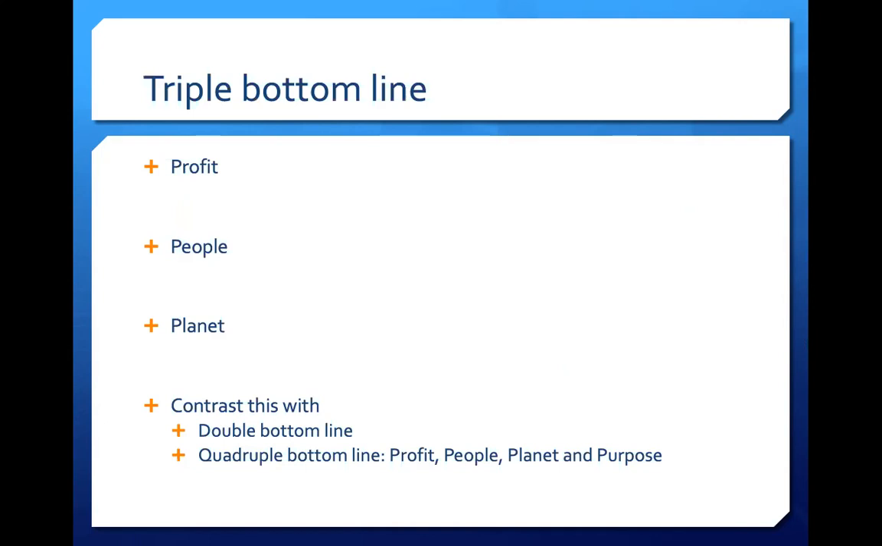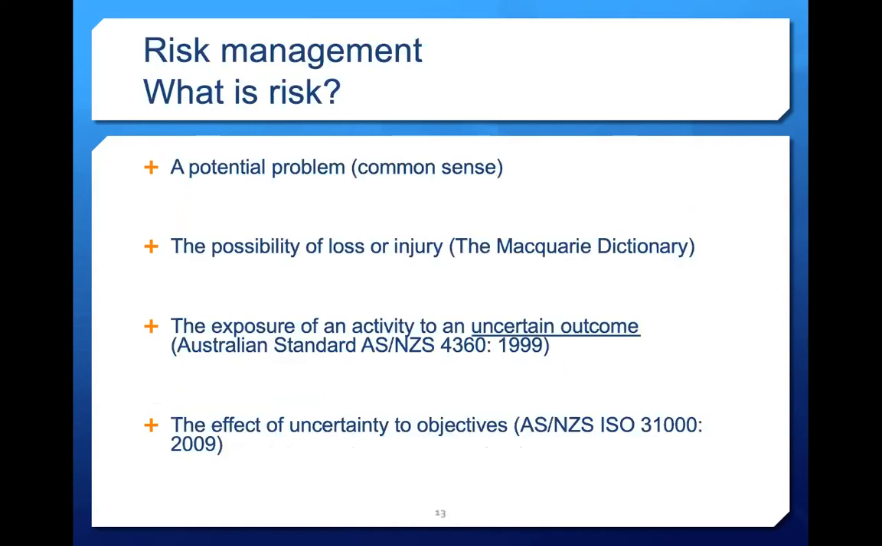Recently, management scholars also offer what they call the quadruple bottom line. So they developed four P's objectives: profit, people, planet, and purpose of the organization, which should be embedded in whatever the organizations do. So that's the triple bottom line.